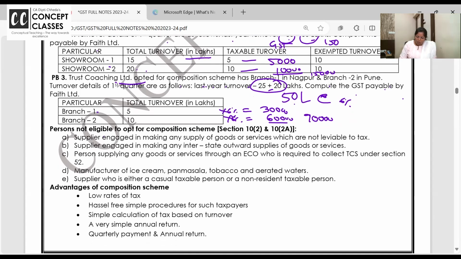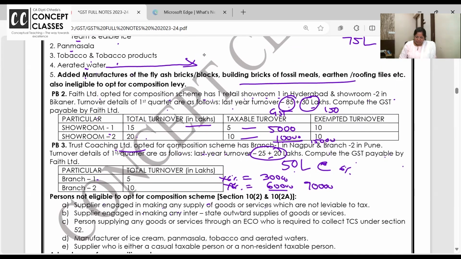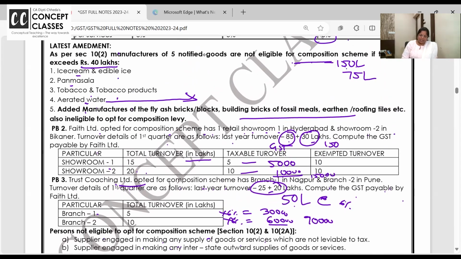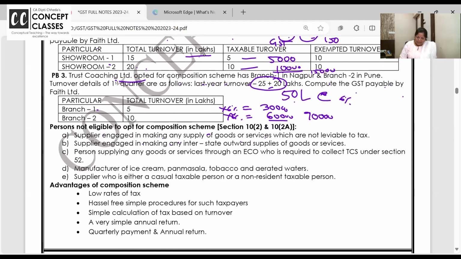Person not eligible to opt for composition scheme. Supplier engaged in making any supply of goods and services which are not eligible. हाँ, जैसे हमने आपको बताया कि if you are making ice cream, pan masala, tobacco, you are not eligible. Suppliers engaged in making interstate outward supply. ये एग्जाम में in question 1 bit is asked. If you are making interstate, you can buy interstate, no problem. But don't sell interstate. Person supplying any goods and services through e-commerce operator.